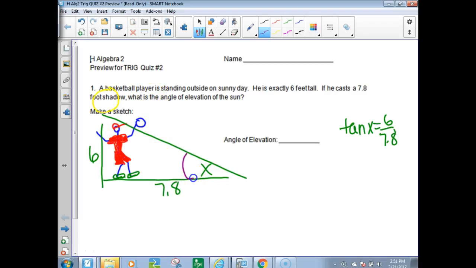The angle of elevation of the sun is an angle that opens up from a horizontal towards the sun. So we set it up as the tangent of x, the angle, equals the opposite over the adjacent. And yes, that's an exaggeration here. Second, you're going to calculate it by hitting the second tangent, remember? Second tangent, 6 divided by 7.8.